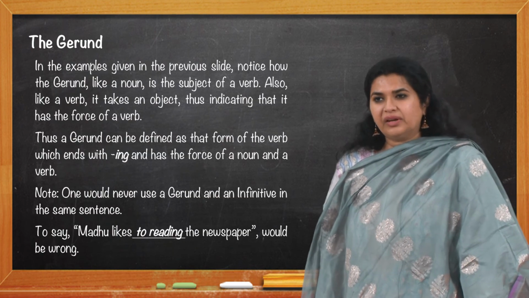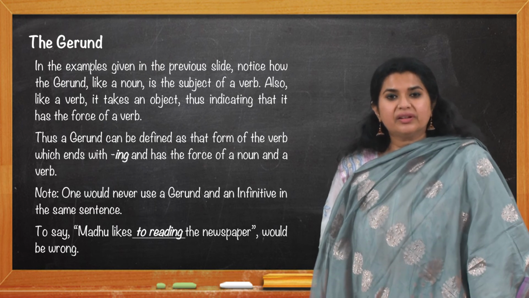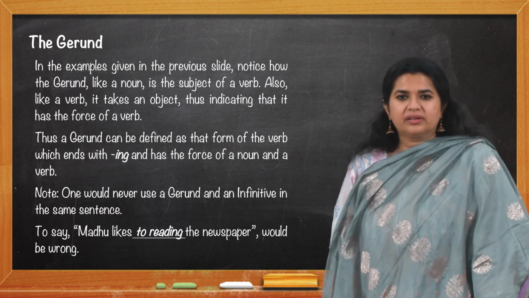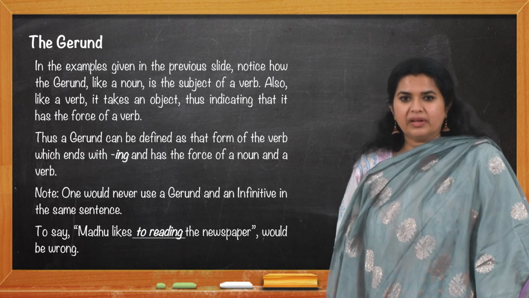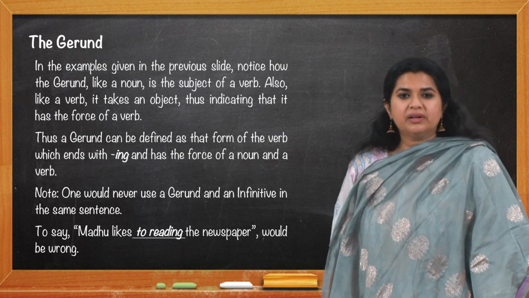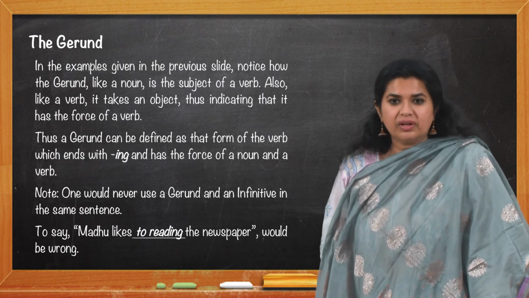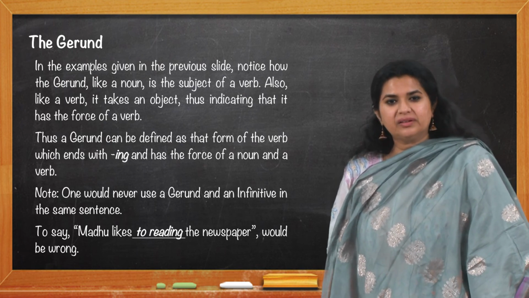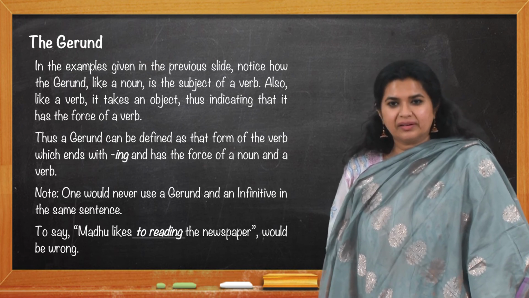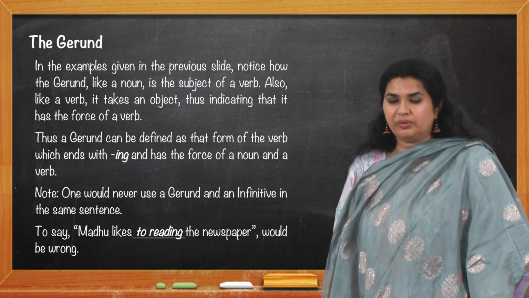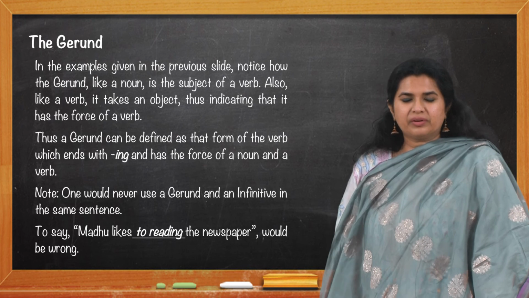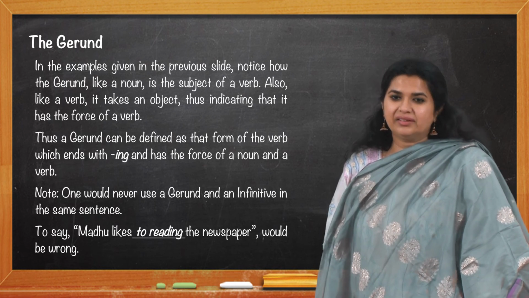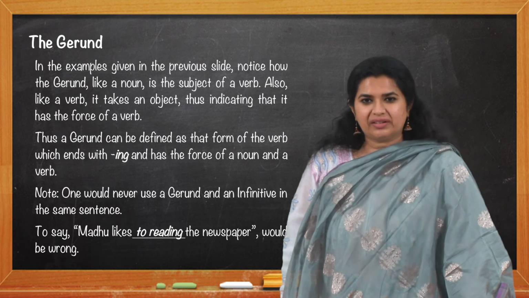The gerund, like we have seen in the previous slides, notice how the gerund, like a noun, is the subject of a verb. Also like a verb, it takes an object, thus indicating that it has the force of a verb. A gerund can be defined as that form of the verb which ends with ing and has the force of a noun and a verb. Remember, we do not use gerund and infinitive in the same sentence. Madhu likes to reading the newspaper, we do not say. This is not the correct form. So, Madhu likes to read or Madhu likes reading. We do not mix infinitive with gerund.